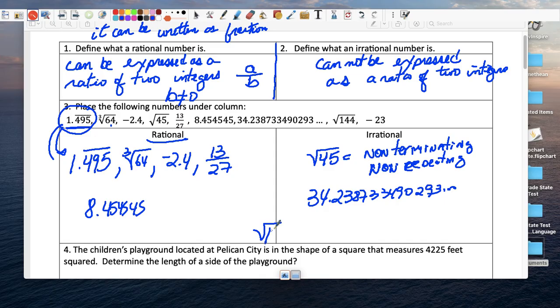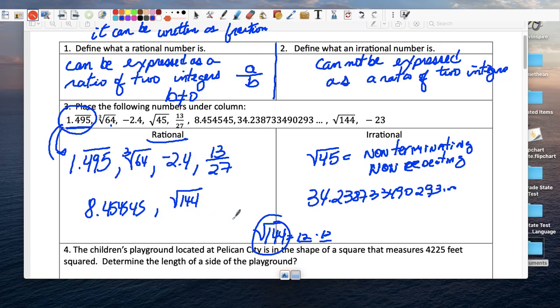Square root of 144. Is there a number times itself that gives you 144? Yes, there is. It's 12. So 144 is a perfect square. A perfect square goes on this side, because 144 is the same thing as saying the number 12.